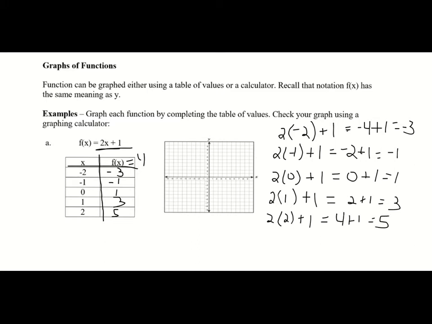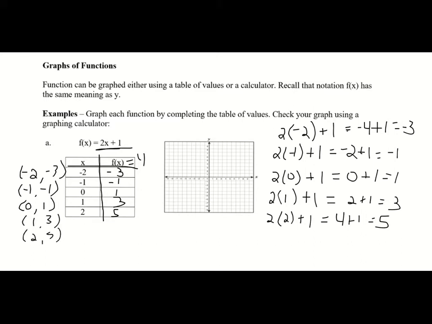Okay, and each of these right here have made an ordered pair. So like the first one, the ordered pair I'm going to graph is negative 2, negative 3. And then I'm going to graph negative 1, negative 1. We are going to graph 0, 1, 1, 3, and 2, 5.